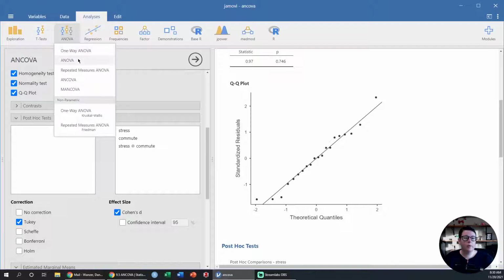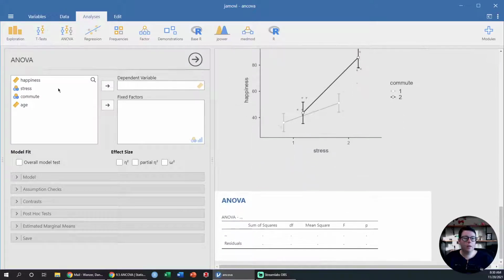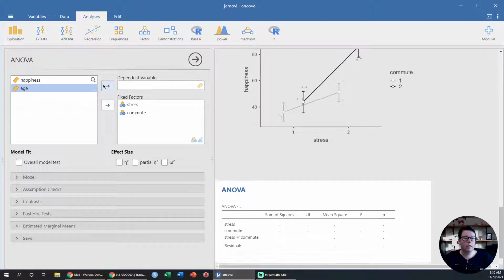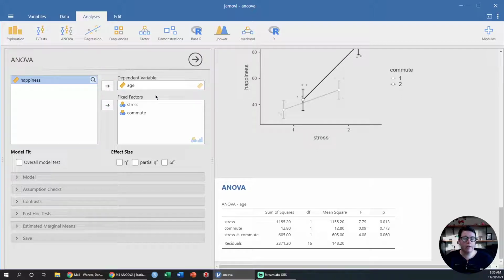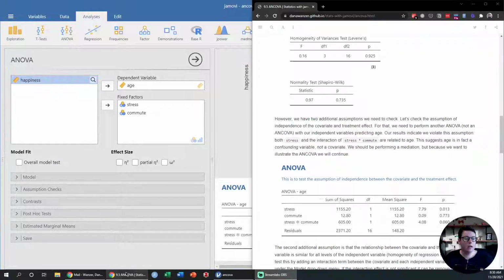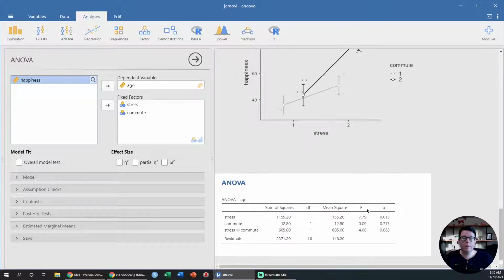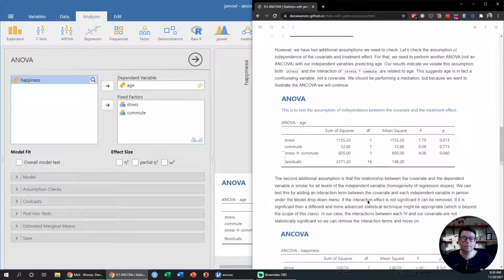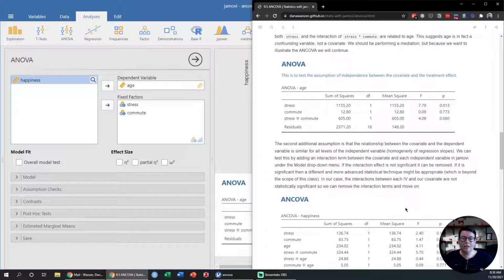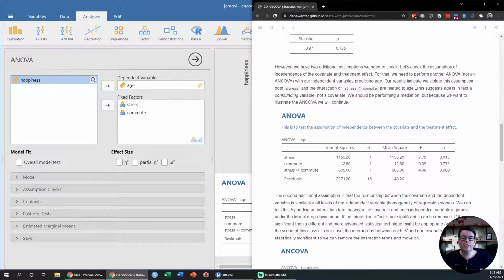And like I said, for this one, we would run a one-way ANOVA. So I'm going to just add another one, looking at how these both affect age, our covariate, right? And so we have ANOVA age, stress, commute, and so on. And we see that there is a significant effect of stress on age, and almost as significant, but it's not, the interaction effect. So we actually violate this assumption between stress and age. This suggests that age is in fact a confounding variable, not just a covariate.